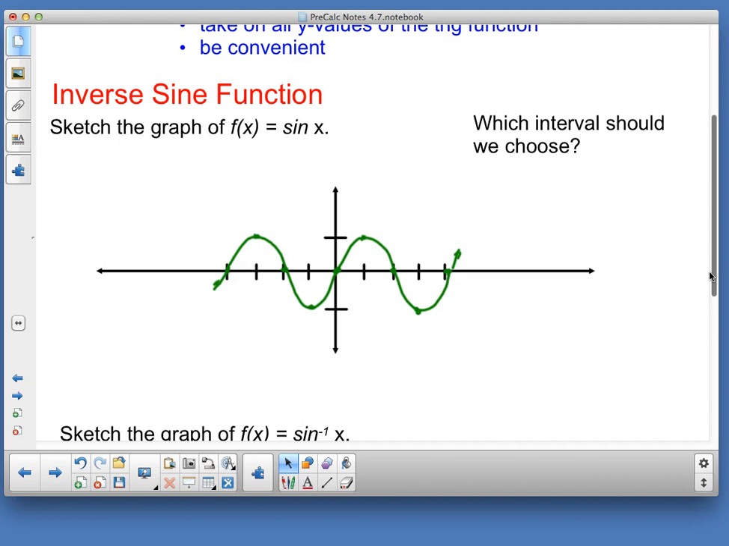What's the principal branch of tangent? When we did our tangent, if I'm going to do a phase shift, what do we restrict tangent between? Negative pi over 2 and pi over 2. Well, between negative pi over 2 and pi over 2 is the restriction that they put on for sine.